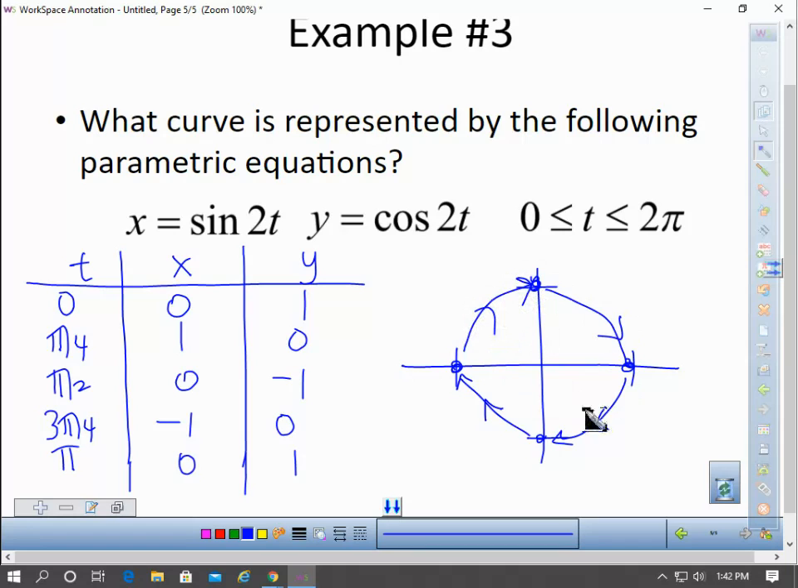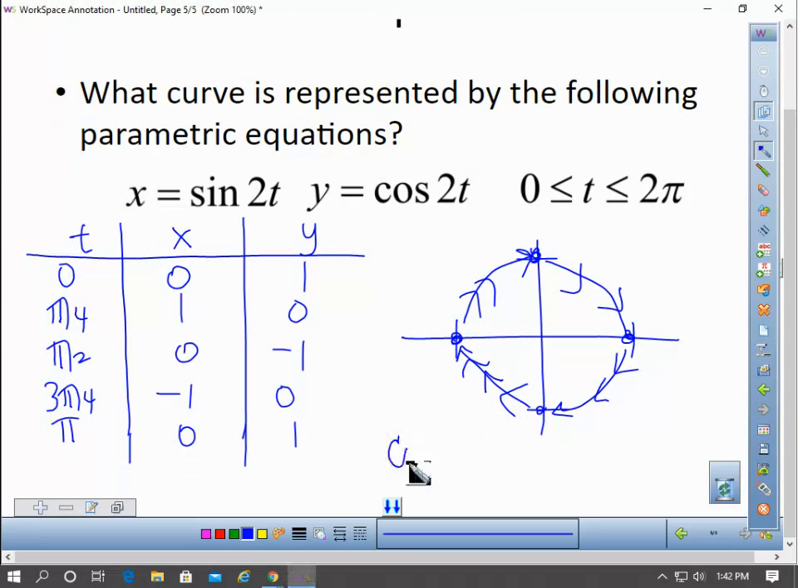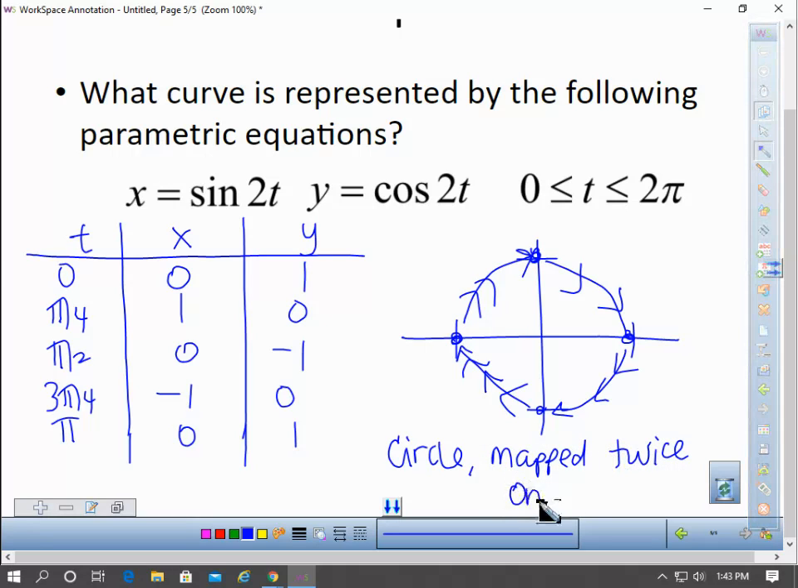Well, notice I've gone around already one full time, but I'm supposed to go to 2 pi. So I've already gone one full circle all the way around, just going 0 to pi. So if I go to 2 pi, I'm just going to retrace and go around this thing a second time. So I'm basically going around this circle twice. So I've got a circle here, and it's mapped twice on 0 to 2 pi. Because I've already done 0 to pi in my table, if I keep going with more points up to 2 pi, it's going to just trace around a second time. That's all it is.